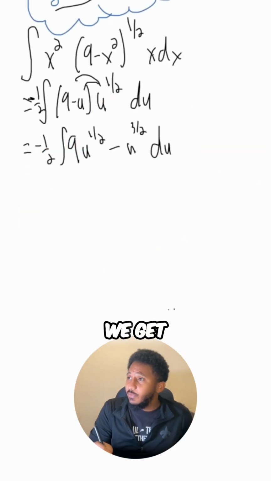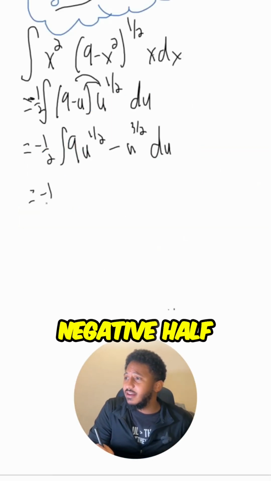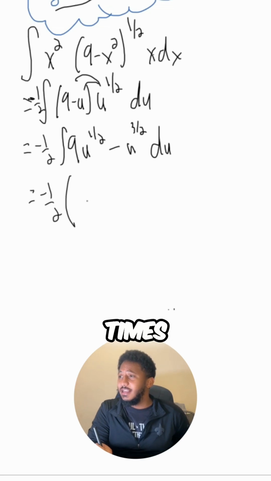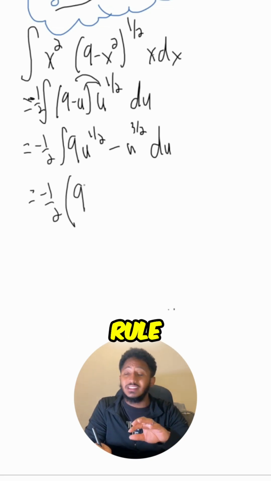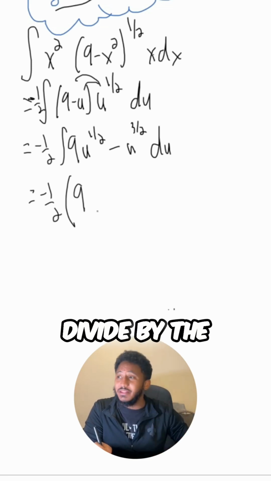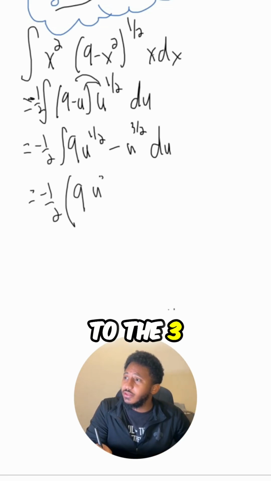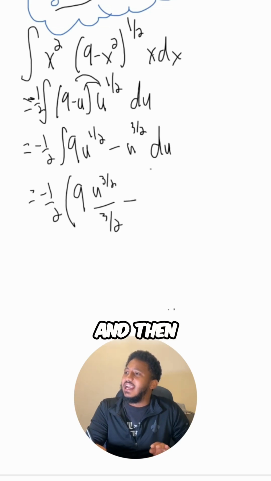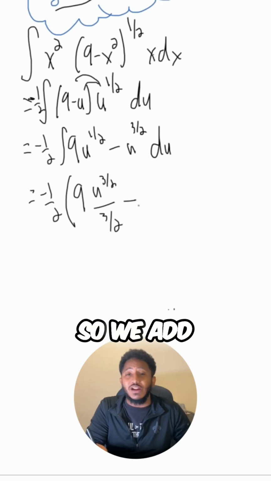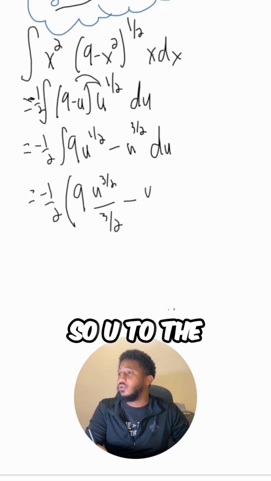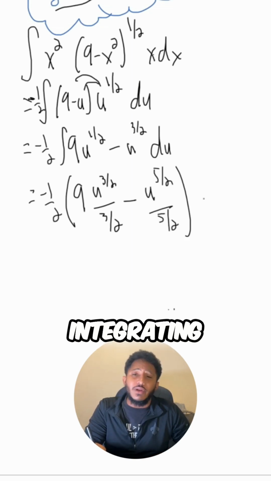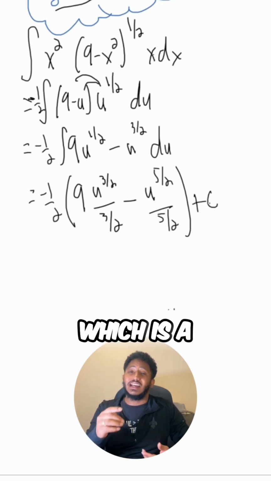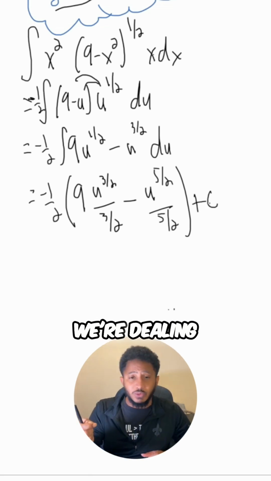All right, so integrating it, we get negative half, and then times 9 times u to the 1 half. Remember our power rule says we add 1 to the power, divide by the new power, right? So this is u to the 3 halves divided by 3 halves. Minus, and then again, same thing here, u to the 3 halves, so we add 1 to the power, divide by the new power. So u to the 5 halves divided by 5 halves. Once we're done integrating, don't forget that plus c at the end, right, which is a constant with respect to whatever variable we're dealing with.